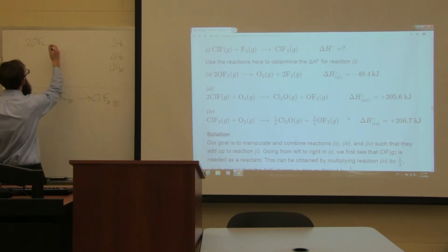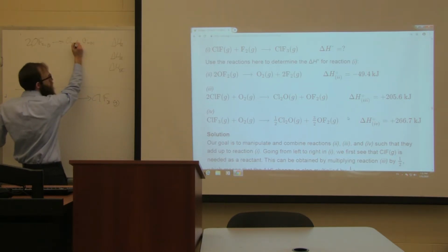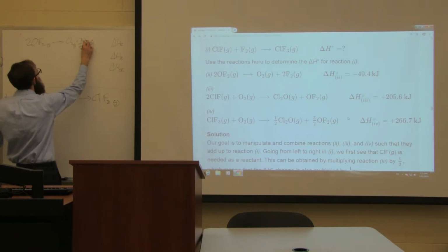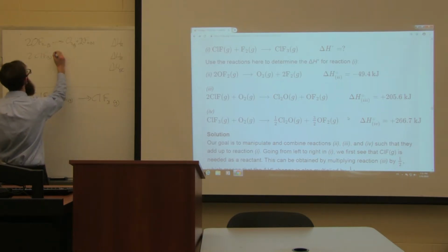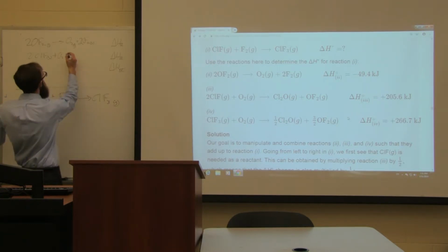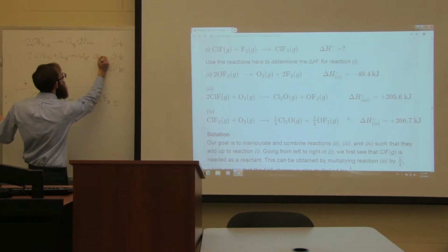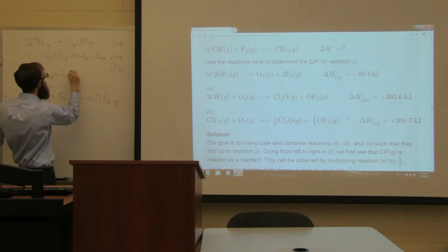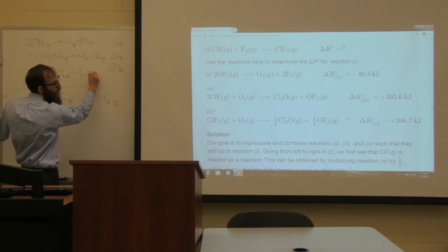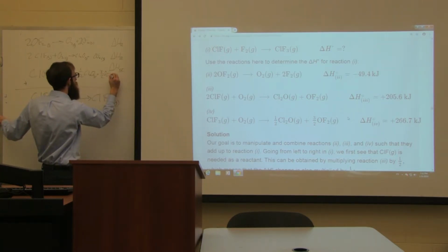2OF2 as a gas goes to O2 plus F2. These are both gases. We have two of these being produced. Okay. We have 2ClF as a gas plus O2 as a gas going to Cl2O gas plus OF2, also a gas. ClF3 as a gas plus O2 as a gas goes to 1/2 Cl2O gas plus 3/2 OF2, also gases.